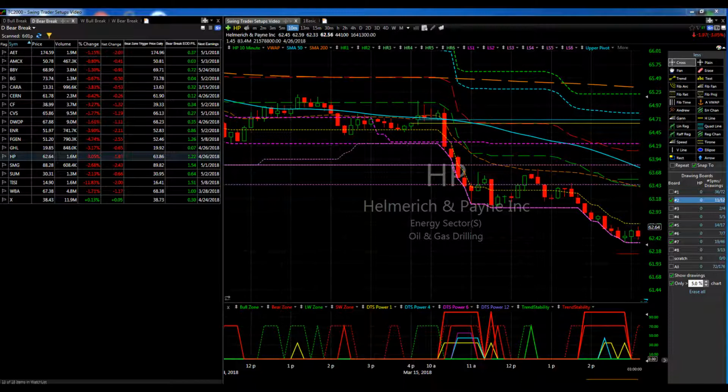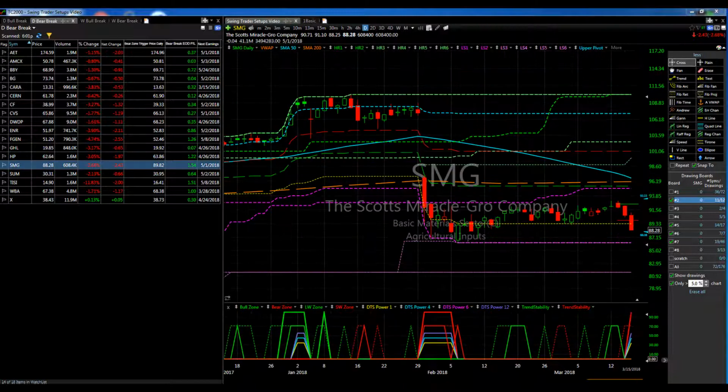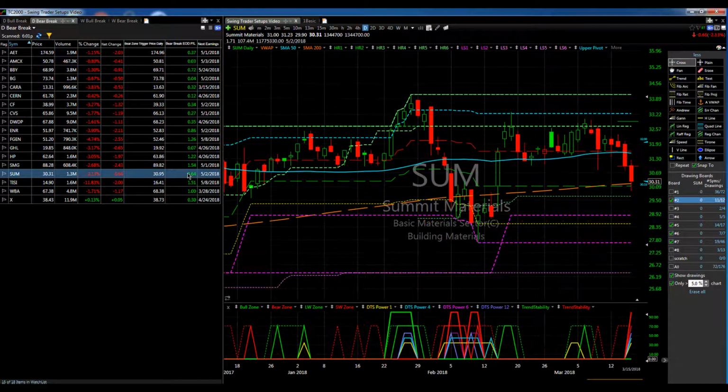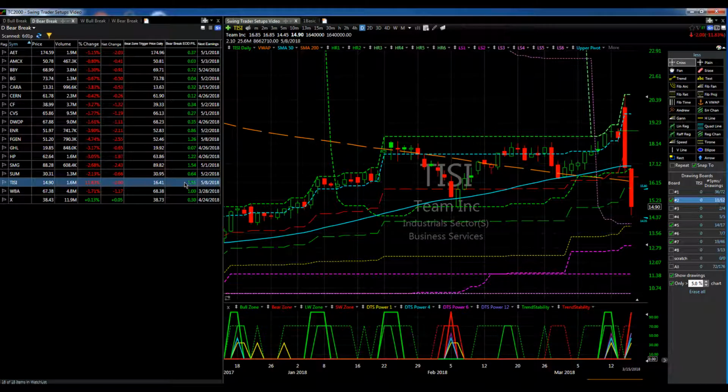Definitely consolidation on the daily, getting momentum back to the downside today. SMG, Scott's Miracle-Gro. 200 day right here, guys. Got the momentum early this morning and continued on down. Huge two days in a row. Don't know anything about this stock. Something's going on there to move that kind of move. I'm sure if you're watching this stock, you already know about that.